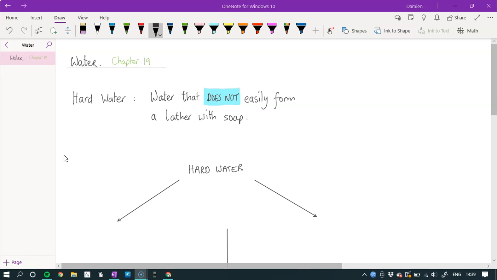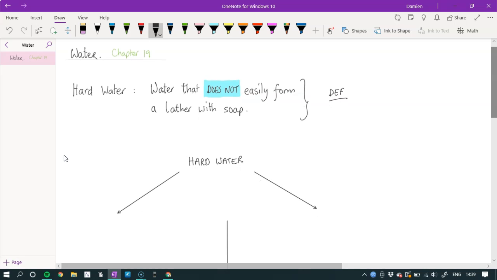So the basic idea is that hard water is water that does not easily form a lather when you mix it with soap. Basically, when you put a small bit of soap in your hands and you go to wash your hands, if you're not getting lots of lather and lots of bubbles, then that's probably hard water you're dealing with. If you're washing your hands in soft water, you're going to get lots of lather and lots of bubbles. Now, this is a definition that you need to know and is constantly asked on the Leaving Cert, so that's something to remember.